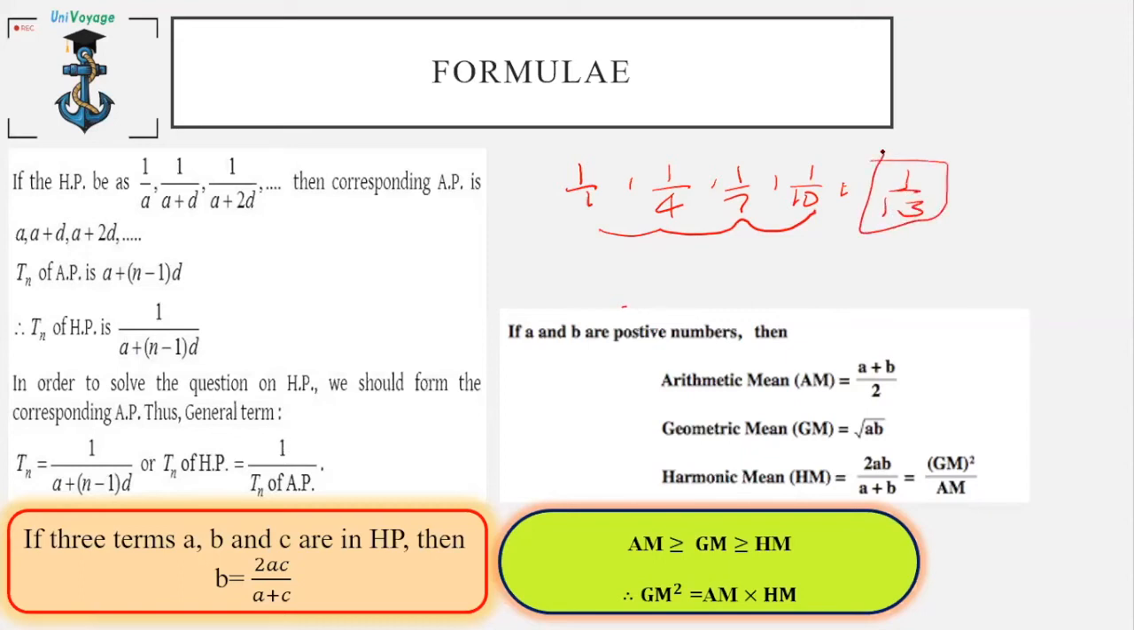I also want you to note this very important inequality, where the arithmetic mean is more than the geometric mean, which is more than the harmonic mean, and the formula of all three of them is given here. So make sure you make a note of it. So let's proceed.